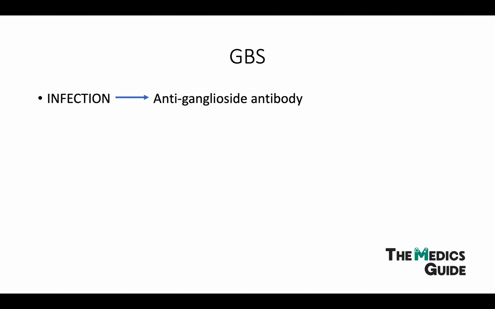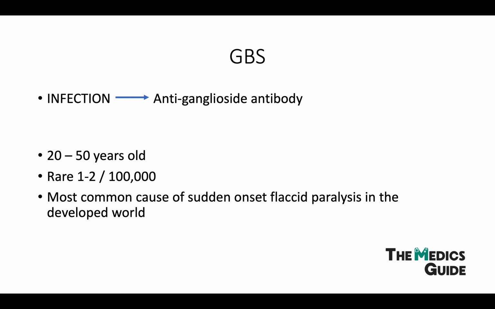Now we'll go into this in a bit more detail, but first, this condition mainly affects people around the age of 20 to 50, and it's quite a rare condition with only a few cases per 100,000 of the population. However, despite that, it's actually the most common cause of sudden onset flaccid paralysis in the developed world.